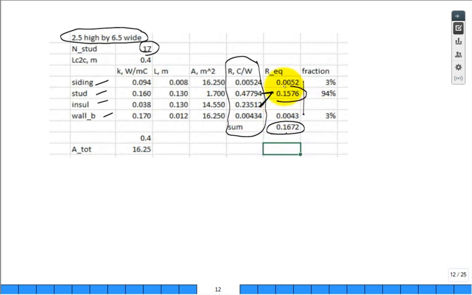So this is my equivalent for the insulation and the studs, where here I just copied over and then did the sum. Then I did a little analysis: what's providing the insulation? Essentially the insulation in the wall. That's 94% of the resistance. That's a little extra insight into the problem. And then you can continue on and solve this problem. Okay? Hopefully this helps you set it up. All right.